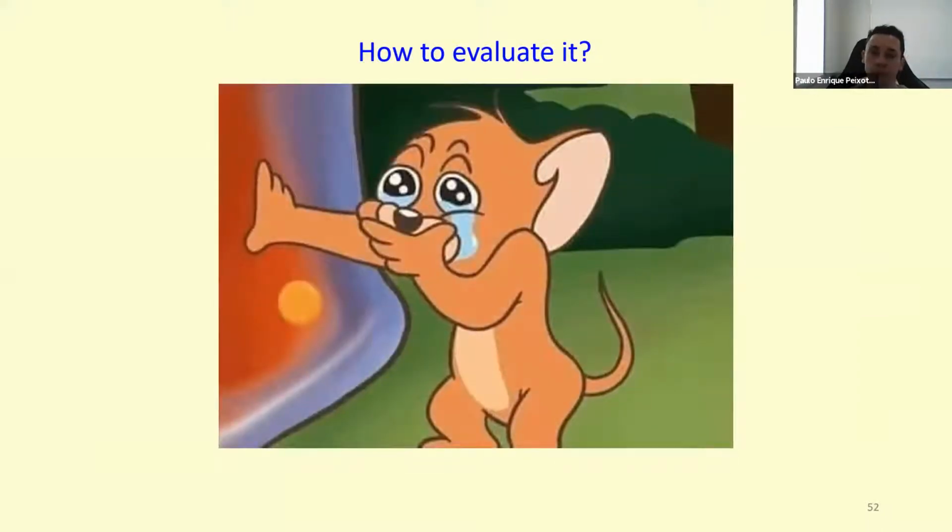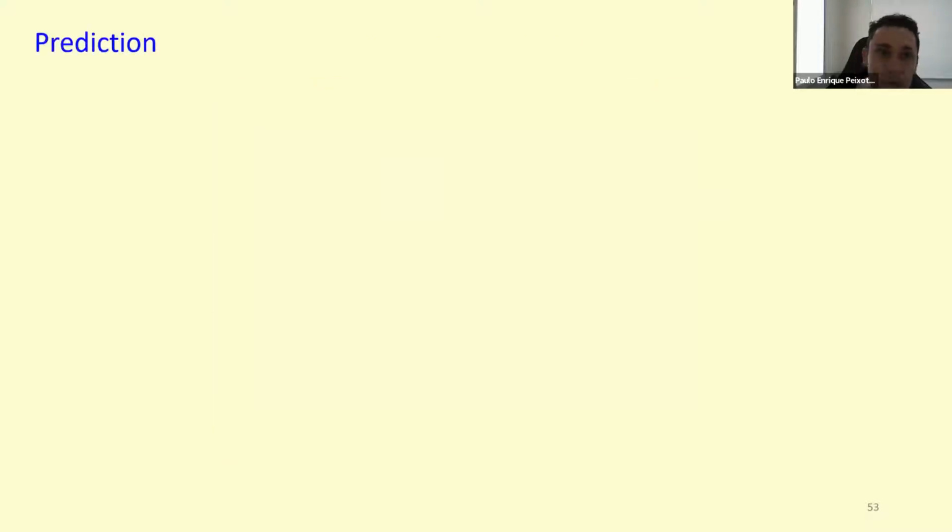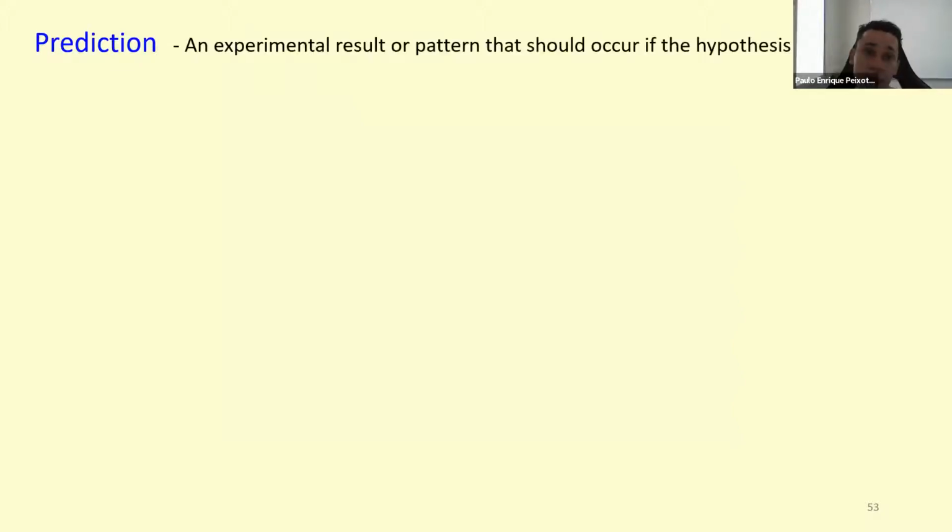Because we need a further step. It is difficult to imagine how I can evaluate my hypothesis just by thinking about the hypothesis. And that's where the fourth step fits, that is the prediction, okay? So if I could define a prediction, I would say that it is an experimental result or an expected pattern.